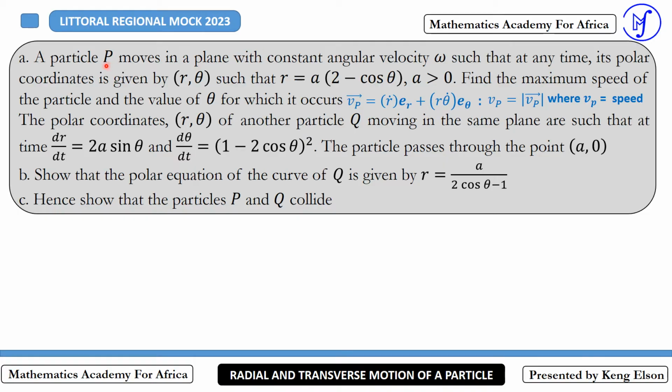So the question reads, a particle P moves in a plane with constant angular velocity omega, such that at any time its polar coordinate is given by r theta, such that r is equal to a into 2 minus cos theta, a greater than 0. Find the maximum speed of the particle and the value of theta for which it occurs. So we are going to begin with that before moving on to the next question.